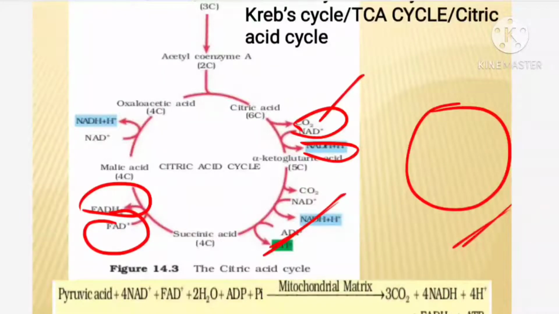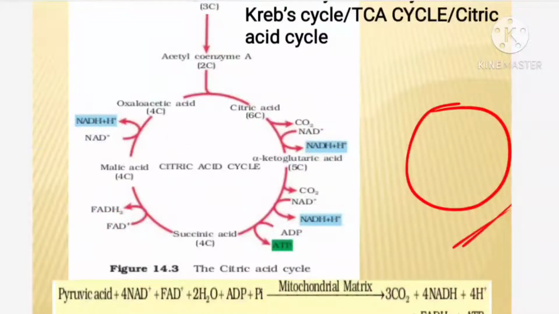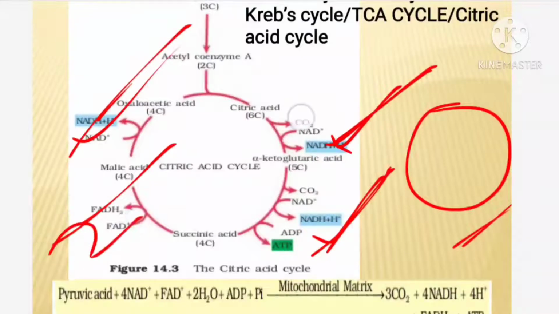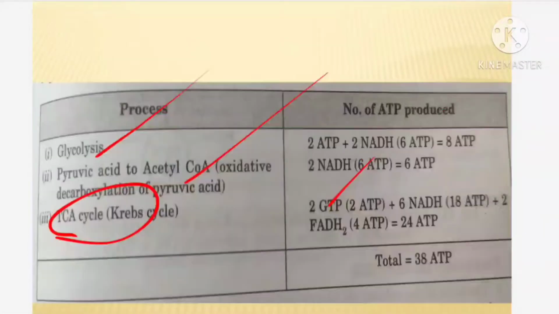How many NADH2 are produced by 1 pyruvic acid? You can find that 1 pyruvic acid produces 1, 2 and 3 NADH2. So, 2 pyruvic acids will produce 6, isn't it? 1, 2, 3, and one more pyruvic acid produces 1, 2, 3. So, altogether 6. How many FADH2 are formed? FADH2 is only 1 per pyruvic acid, so 2 pyruvic acids will form 2. Is that clear? This is given over here.